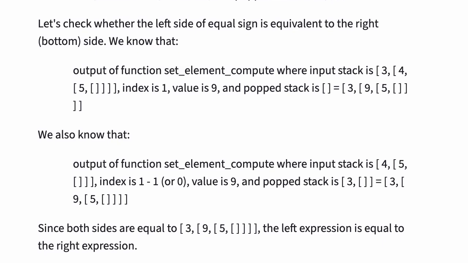Let's check whether the left side of the equal sign is equivalent to the right side. We know that the output of function setElementCompute, where input stack is 3, 4, 5, index is 1, value is 9, and pop stack is empty, is equal to the stack 3, 9, 5. We also know that the output of function setElementCompute, where input stack is 4, 5, index is 0, value is 9, and pop stack is 3, is also equal to 3, 9, 5. Since both sides are equal to the stack 3, 9, 5, the left expression is equal to the right expression.